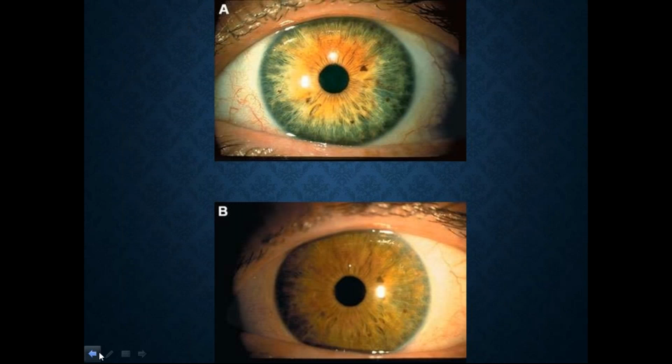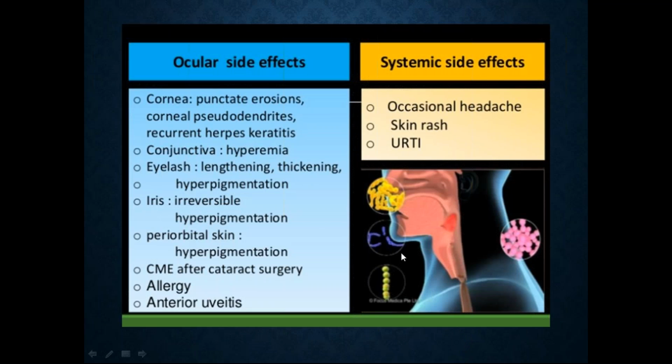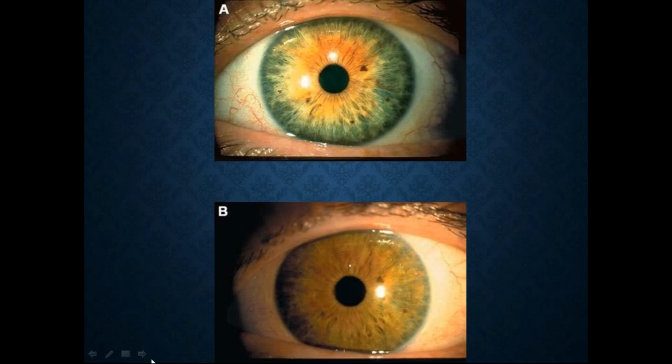In the iris, you can see irreversible hyperpigmentation. In this picture, you can see the hyperpigmentation; normal is this. There will be irreversible hyperpigmentation. Periorbital skin hyperpigmentation also will be there, which is cosmetically not acceptable to many people. And sometimes you can see allergy and anterior uveitis. Systemic side effects include occasional headache, skin rash like that present on the eyelids, and upper respiratory tract infection.